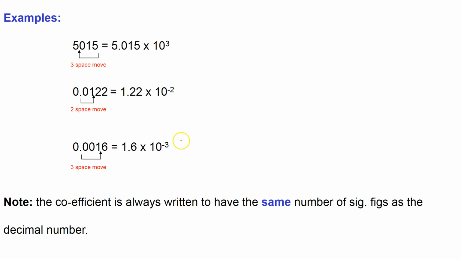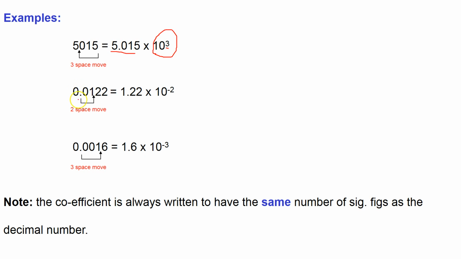So here's a few examples. We've got 5015, so I immediately know that this is going to have a positive power of 10. And in order to get my coefficient, I need to move my decimal point 1, 2, 3 spaces. That gives me my coefficient. And then because I moved my decimal point 3 spaces, my power of 10 is 3. And because I started with a big number, it's a positive 3. So 5.015 times 10 to the 3 is my number in scientific notation.